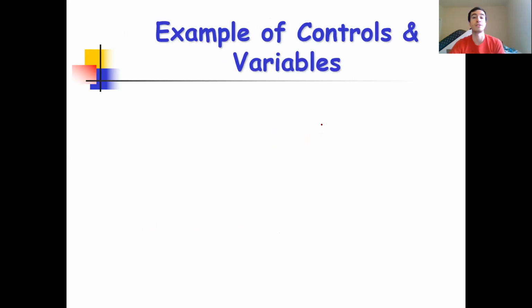All right, so let's do a little example to get you to think about how you can identify controls and variables in a very basic experiment.